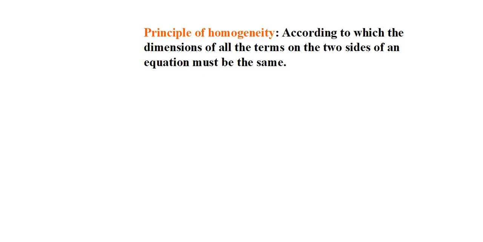So this is the principle of homogeneity. By using this principle of homogeneity, we can check whether the given equation is correct or not. Let us check. One equation is given here: T is equal to 2 pi root L by G. If the equation is correct, LHS of the equation is equal to RHS.